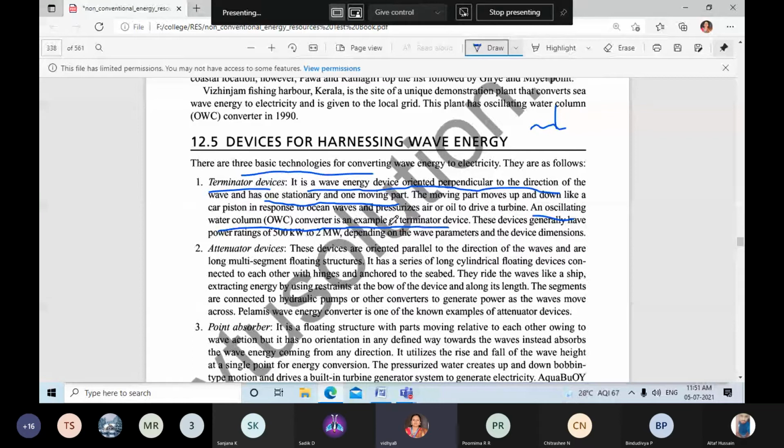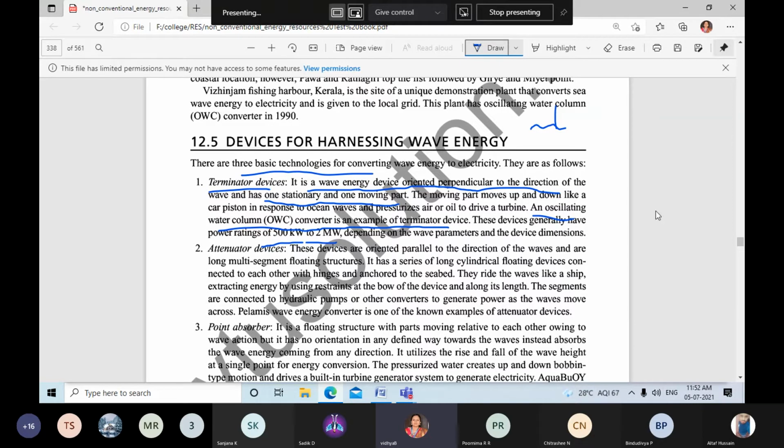These devices generally have a power rating of 500 kilowatt to 2 megawatt, depending on the wave parameters and the device dimensions. Okay, terminator devices work due to the pressure and the moving part going up and down. It will move like a car piston due to the ocean waves, and it will pressurize air or oil to drive a turbine. Due to that we get the output electricity.